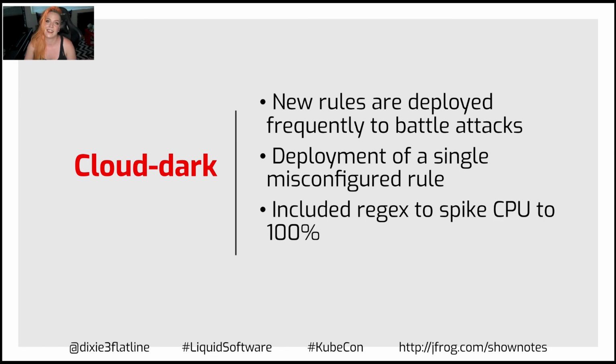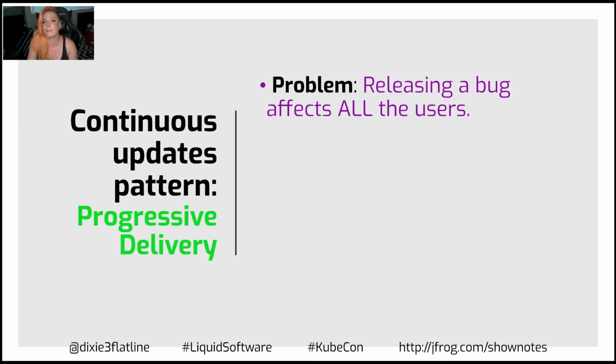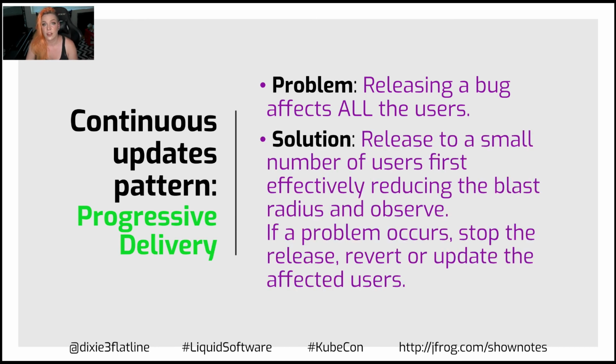In this case, it spiked CPU usage to 100%. Their status page displayed the affected region as Earth, which is cute, but kind of a problem. The problem here was that they released a bug that affected all users. Instead, they should have released to a small number of users first. That way, if a problem occurs, you can just stop the release and either revert or patch the affected users. Your potential blast radius for a problem is radically reduced.